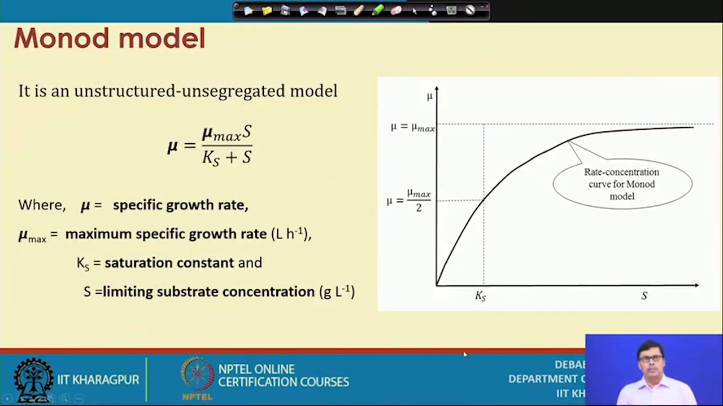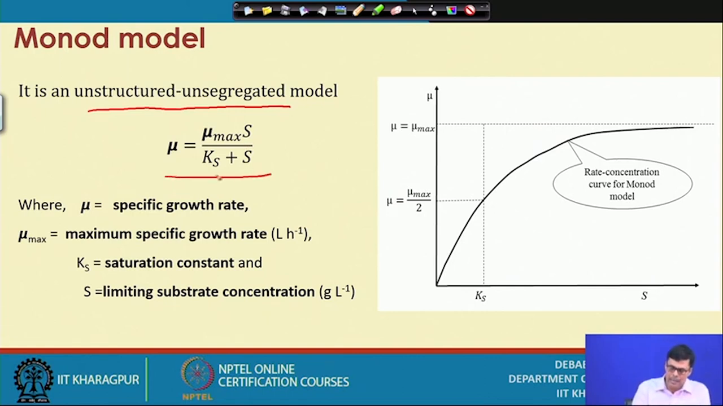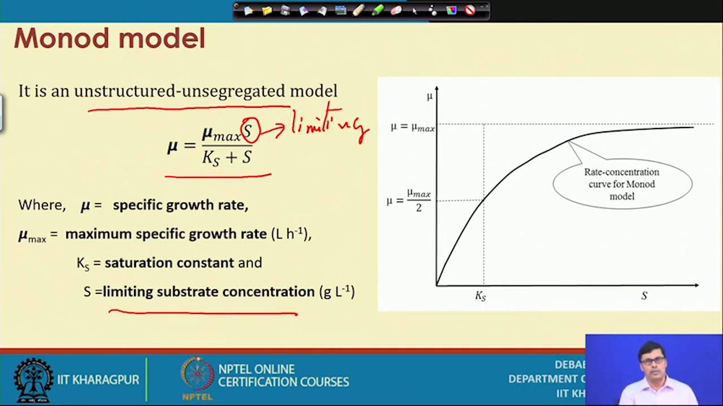Now, the Monod equation, that is similar to the Michaelis-Menten equation for enzymatic reaction, and this is actually on the basis of unstructured and unsegregated model. That is the ideal model, the ideal condition, that mu equals mu max S over K S plus S. And what is S? S is called limiting substrate concentration. Am I right? Now, what do you mean by limiting substrate concentration?